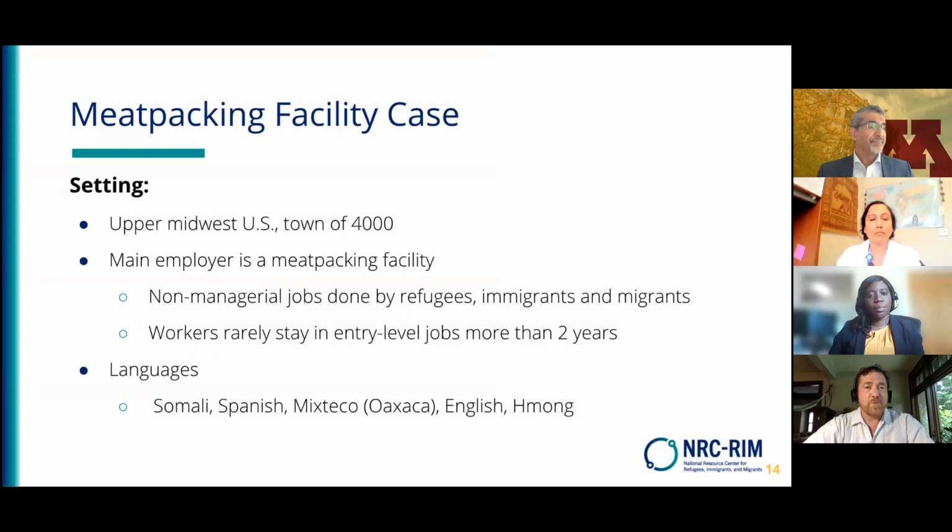So the town is an upper Midwest town of about 4,000 people. The main employer is a meatpacking facility. This is not a career job for most people at the entry level. Non-managerial jobs are almost exclusively done by refugees, immigrants, and migrants from all over the world. It's often the first job that people take when they are in the US. People rarely stay there for more than a couple of years, and multiple languages are spoken, including Somali, Spanish, Mixteco, which has two different languages in different places, but this one in particular is from Oaxaca, English, and Hmong.